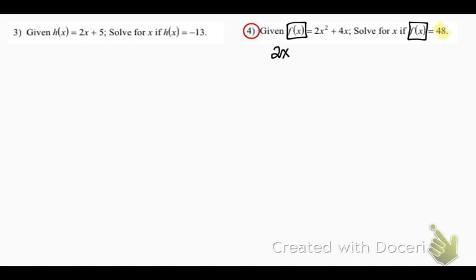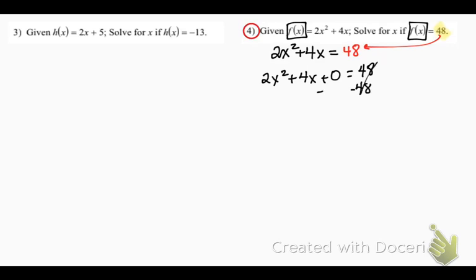So I have 2x squared plus 4x gets set equal to 48 from over here. Now this looks kind of like a quadratic, but it's not exactly a quadratic. In order to solve that, I am going to rewrite this. Okay, I don't have a c term, so I'm going to leave that as 0. I have equals 48. Now, if I subtract 48 from both sides, I get 2x squared plus 4x minus 48 equals 0. Now, I can solve this.